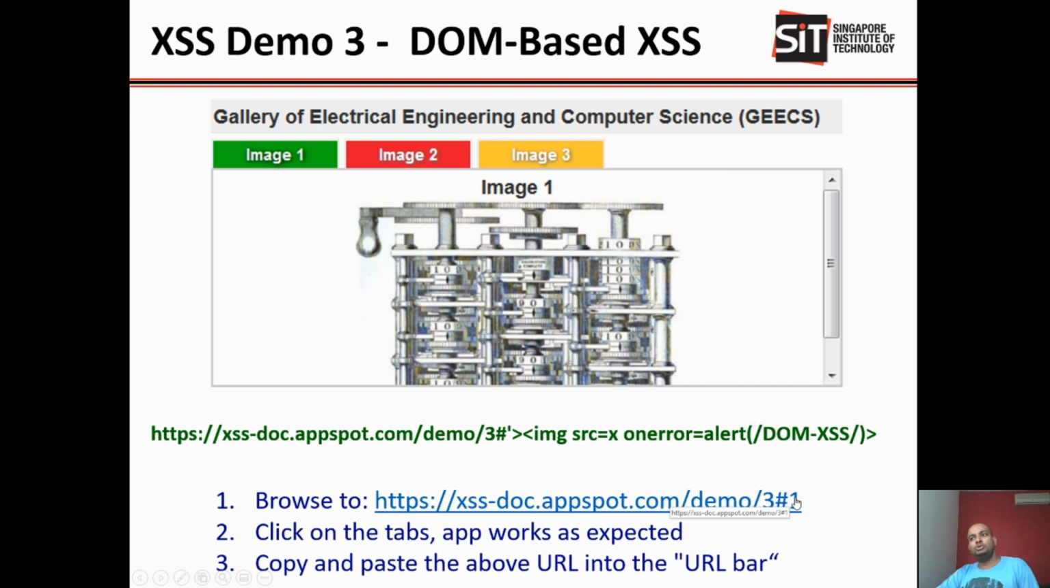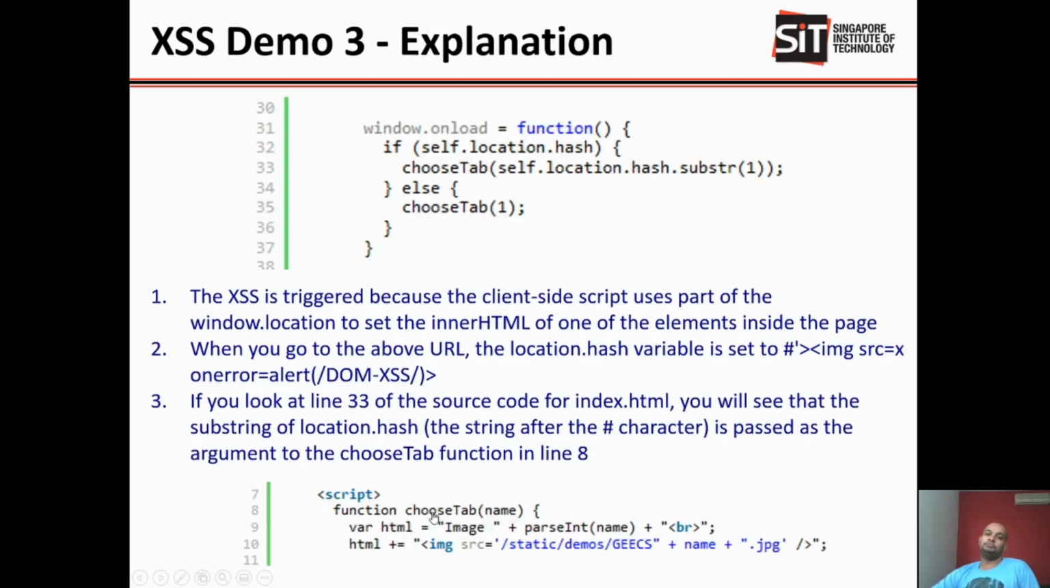So what we are trying to do is embed our attack code here after the hash. We put this value here, and when you run this particular page, you see an alert. How does this happen? This happens because we are manipulating the DOM. The XSS is triggered because the client-side script uses part of the window.location to set the inner HTML of one of the elements inside the page.